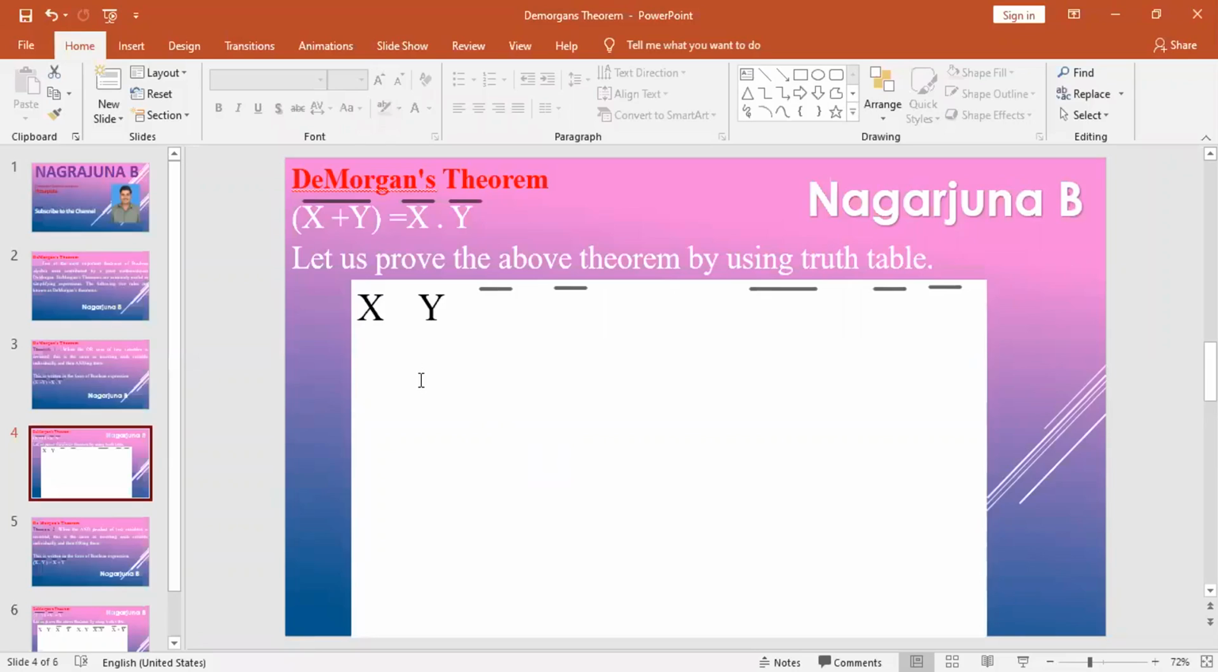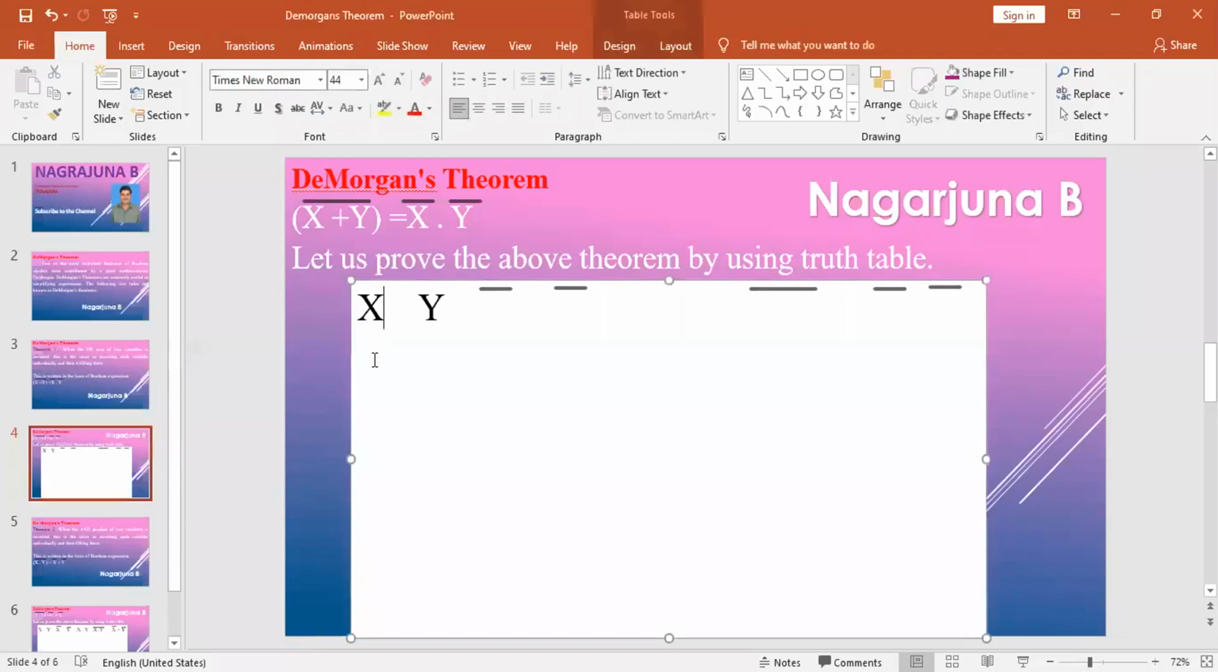So first we need to consider the values of x. Since we have two variables, how many possible values can we have? 4 values. So x will be 0, 0, 1, 1. Then what will be the value of y? Y will be 0, 1, 0, 1.